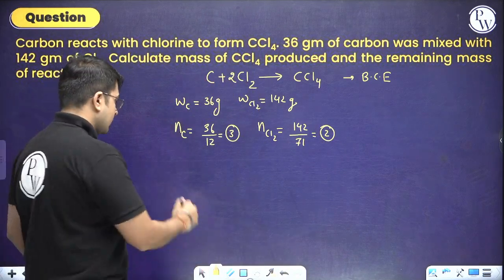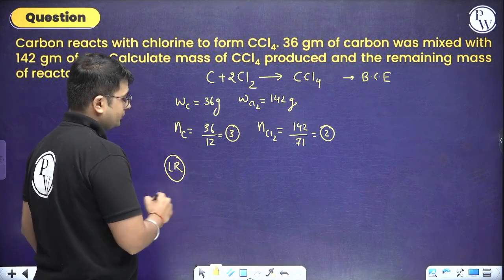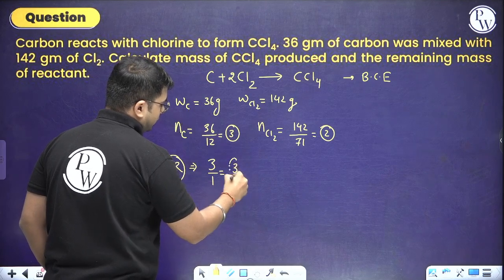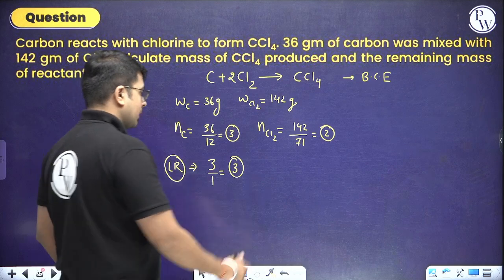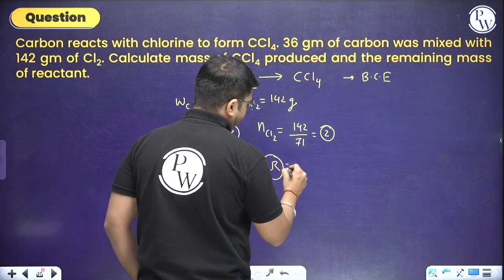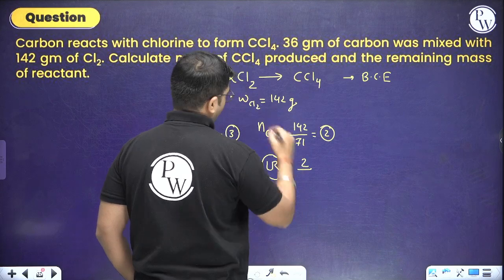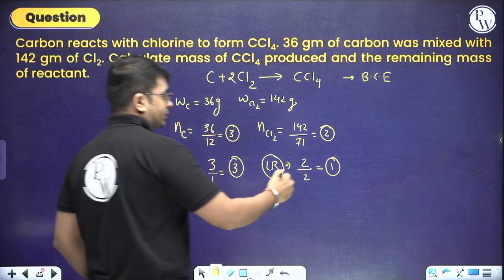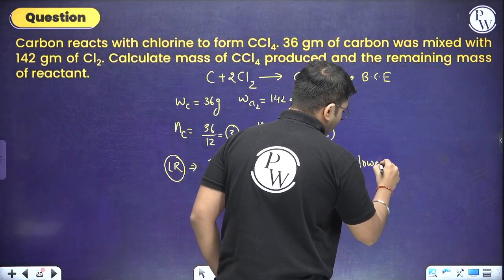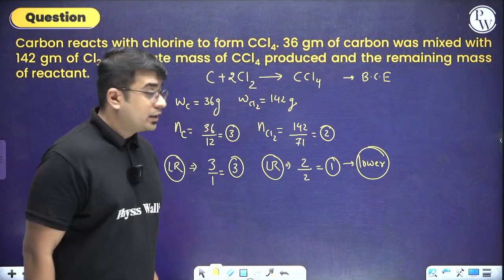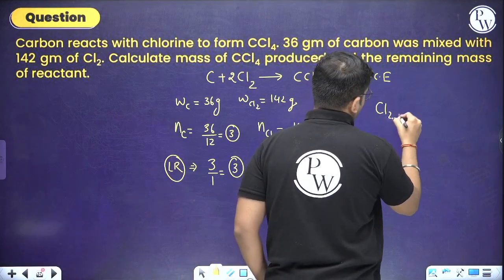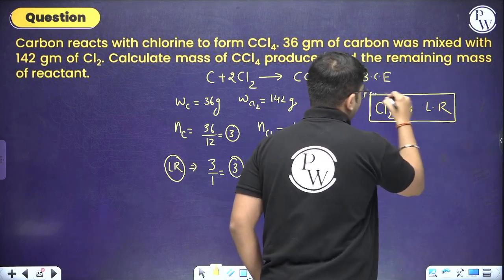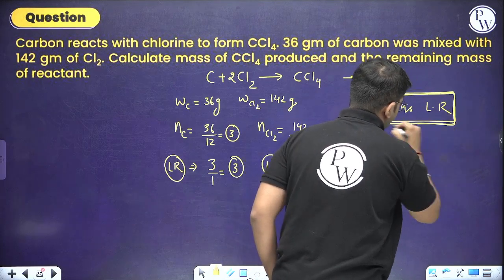Next part, calculation of limiting reagent. Number of moles divided by stoichiometry of carbon, which is 1. So 3 divided by 1 gives us 3. For the calculation of limiting reagent, number of moles of chlorine divided by stoichiometric coefficient, which is 1 only. Now you know that Cl2, this is the lower value. If this is the lower value, it means I can say that Cl2 is limiting reagent.